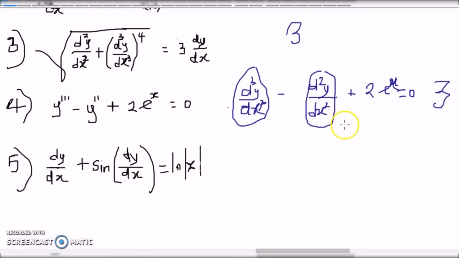Now let's look at the next question. I have dy/dx + sin(dy/dx) = ln x. The order of this ODE is just 1, because the order of this particular derivative here is 1. The order here is also 1. I don't have any other derivative in this particular equation. That implies that the highest is just 1.